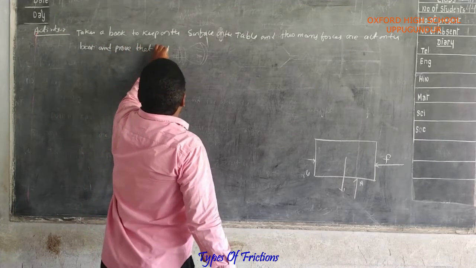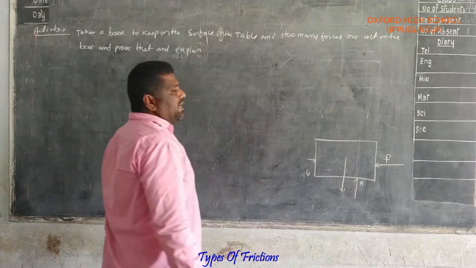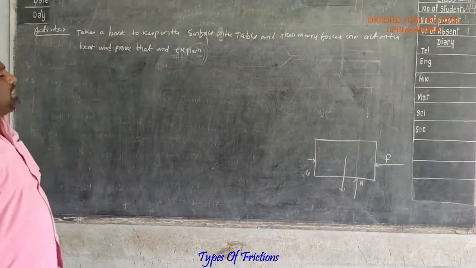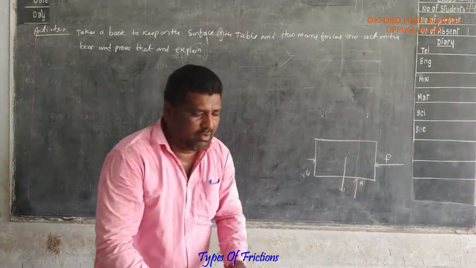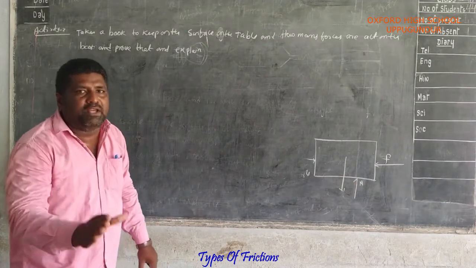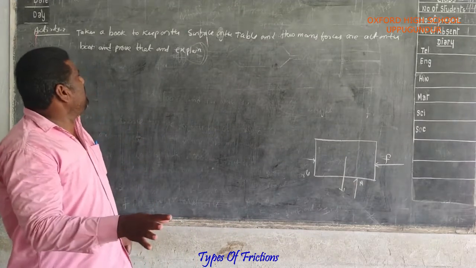And explain. This is the second activity. Take one book. This is one book. This book is kept on the one bench. Okay, now how many forces are acting on the book, and prove that and explain.